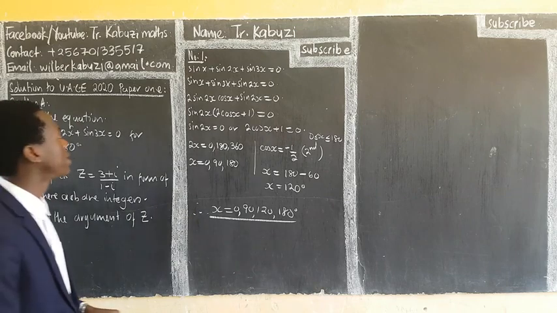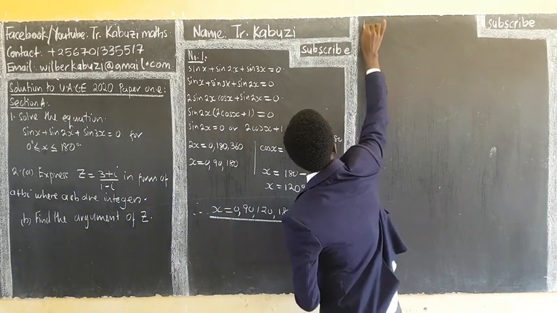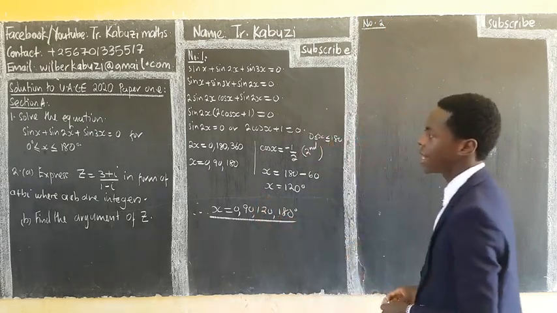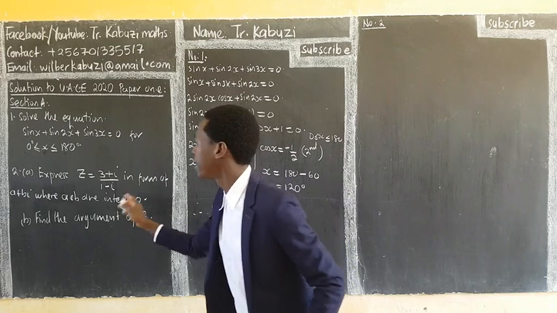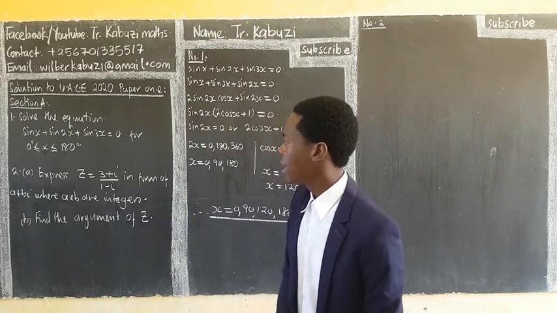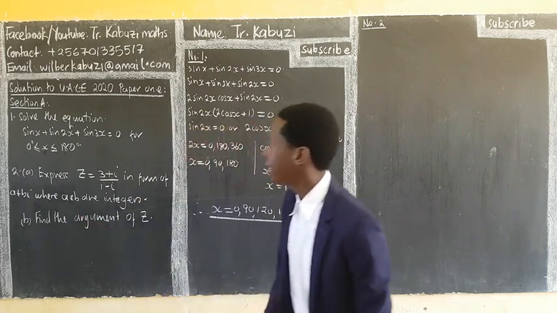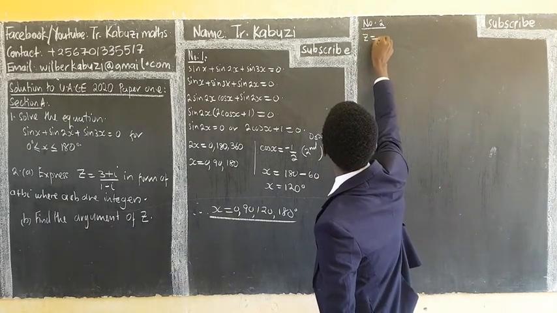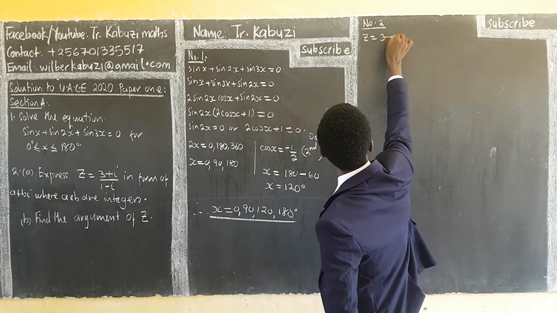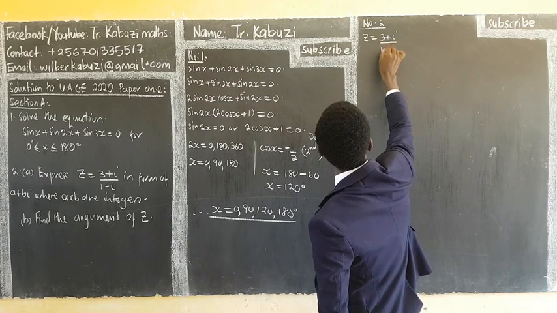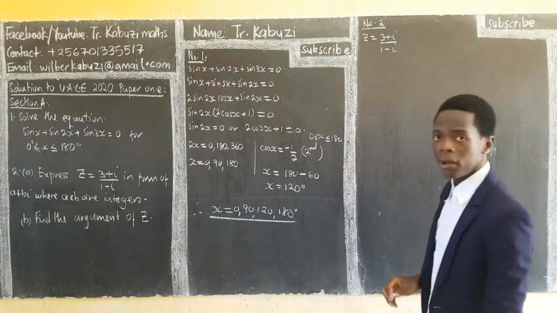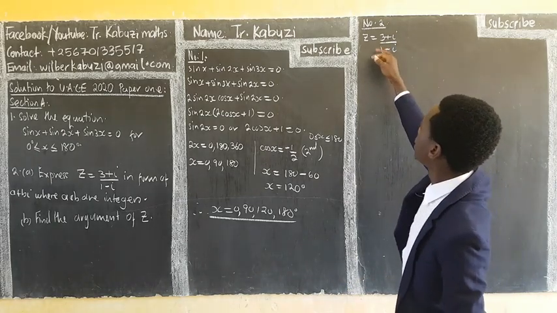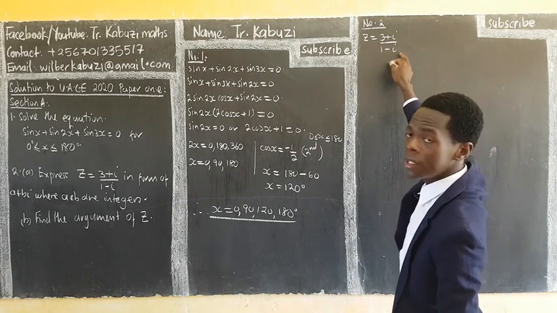When you come to number 2, they are giving us a complex number there, as you can see. They are telling us to express this in the form of a plus bi, where a and b are integers. So my z is equal to this. What do we have to do to rationalize this? Rationalize is you multiply by the conjugate of this, up and down.